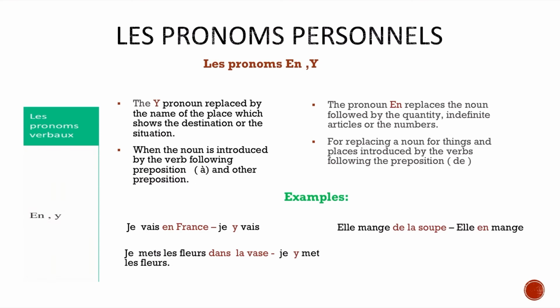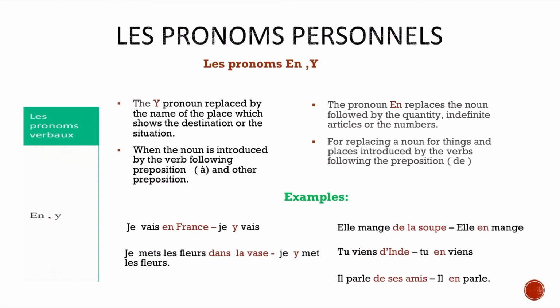Another example, tu viens d'Inde. You come from India. And here it's a place, and before it we have the preposition de. That's why we change it to en, and don't forget to put it before the verb. So the sentence will be tu en viens. The last example is il parle de ses amis. Here, ses amis, before it we have de, it's a preposition, so we change it to en, and the sentence will be il en parle.